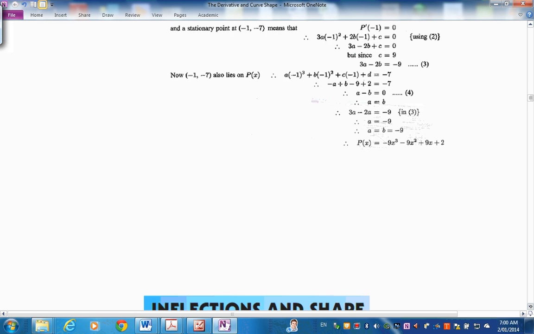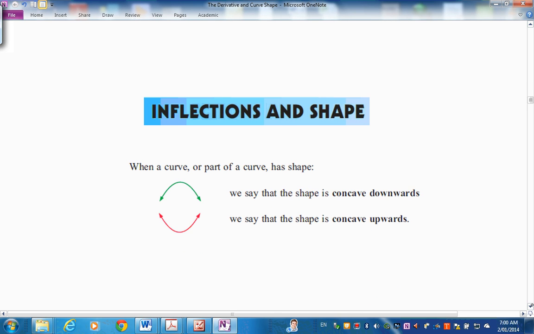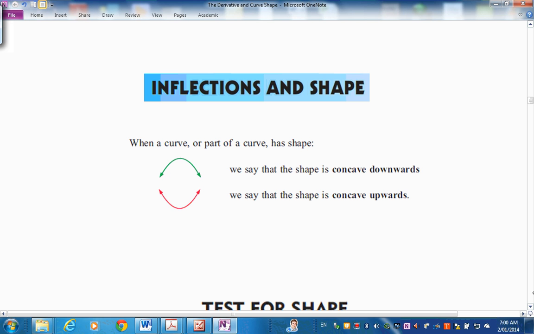Let's have a look at this idea of points of inflection. And we've mentioned this already. It's a change in curvature, isn't it? We said a point of inflection was a change in curvature, where the curviness changed from down to up. So this is concave, or concave down. This is concave up, or sometimes called convex. In the IB course, they're going to use concave down and concave up. Okay, concave up, concave down.